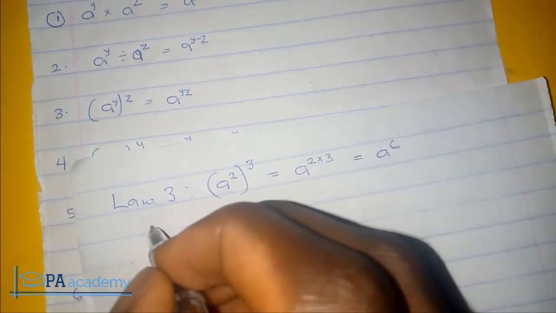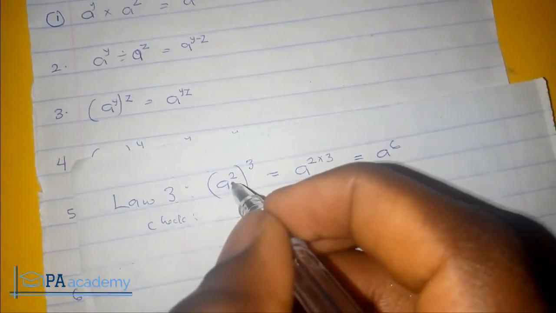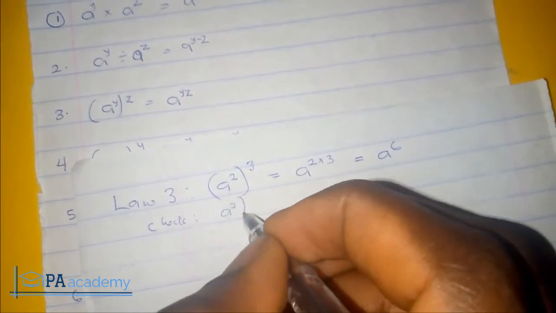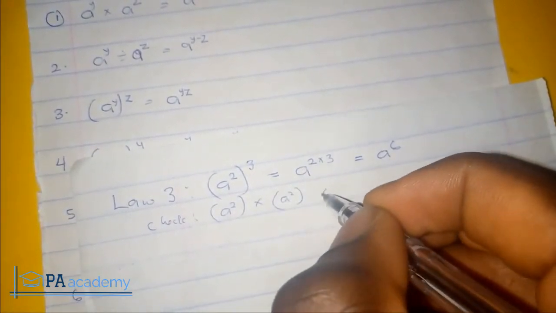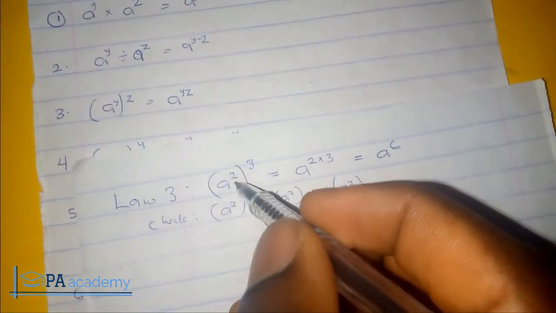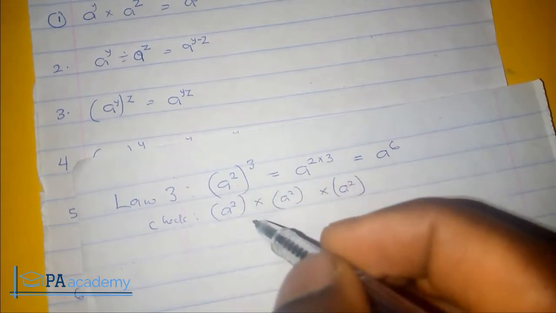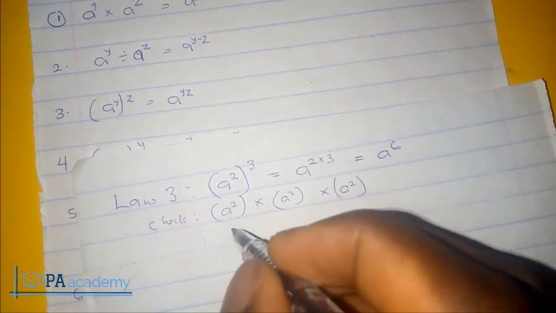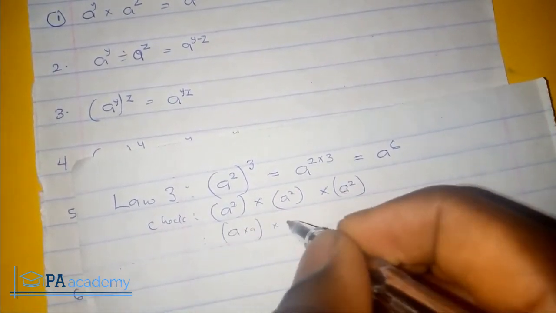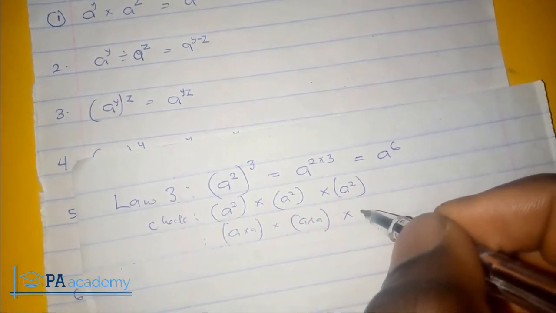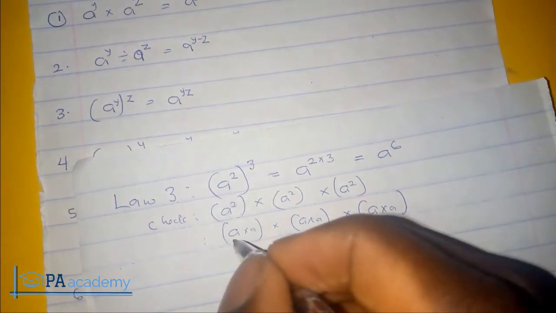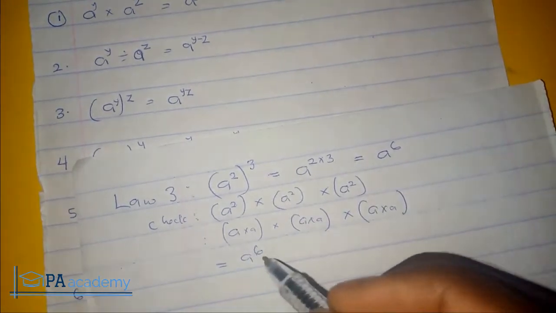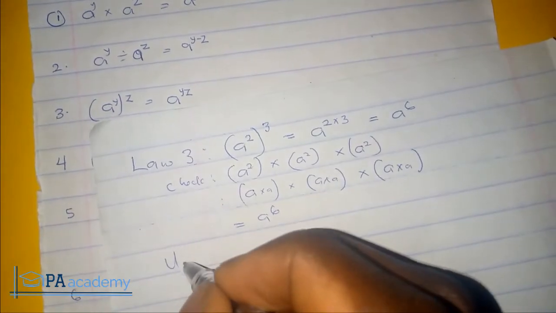Let's check if we are correct. a raised to power 2 raised to power 3 means a raised to power 2 in 3 places. That means a raised to power 2 times a raised to power 2 times a raised to power 2. So if you open the bracket, we have a times a times a times a times a times a. Then we have a raised to power 6, because right now we're having 1, 2, 3, 4, 5, 6 a's. So let's solve it using real numbers.